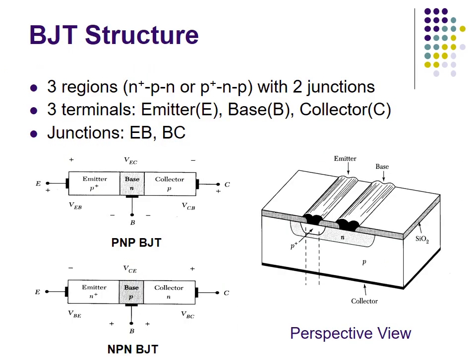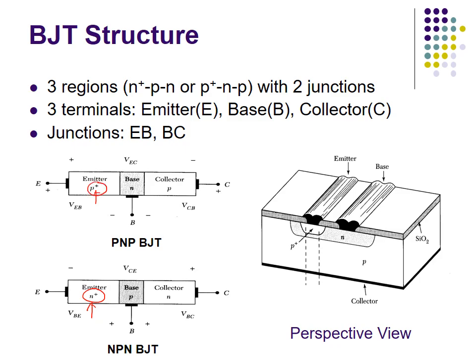Now let's talk about BJT structure. As mentioned in the previous slide, BJT has three terminals: emitter, base, and collector. Thus, the body can be divided into three regions: emitter region, base region, and collector region. Emitter region is usually highly doped so that it can emit or supply a lot of carriers to increase the device efficiency. Thus, for an NPN BJT, the emitter is made of a degenerate N-type, denoted as N+, and for PNP, the emitter is made of a degenerate P-type, denoted as P+.